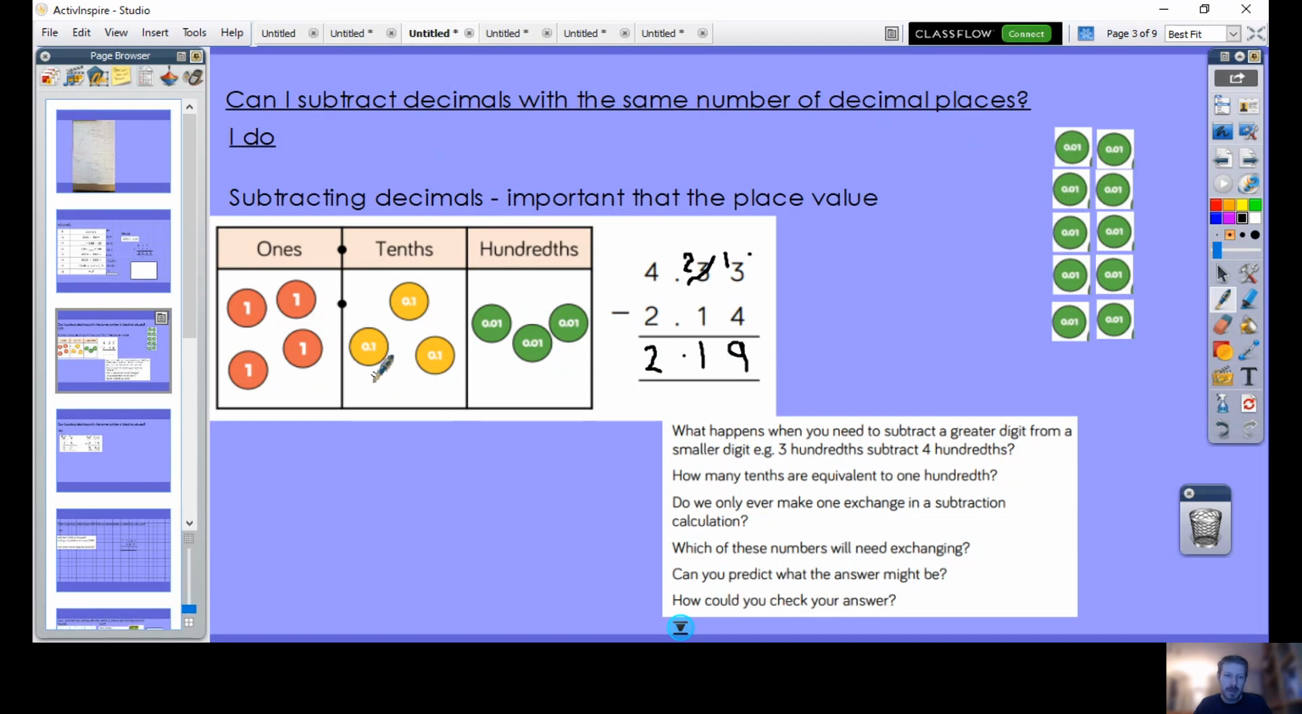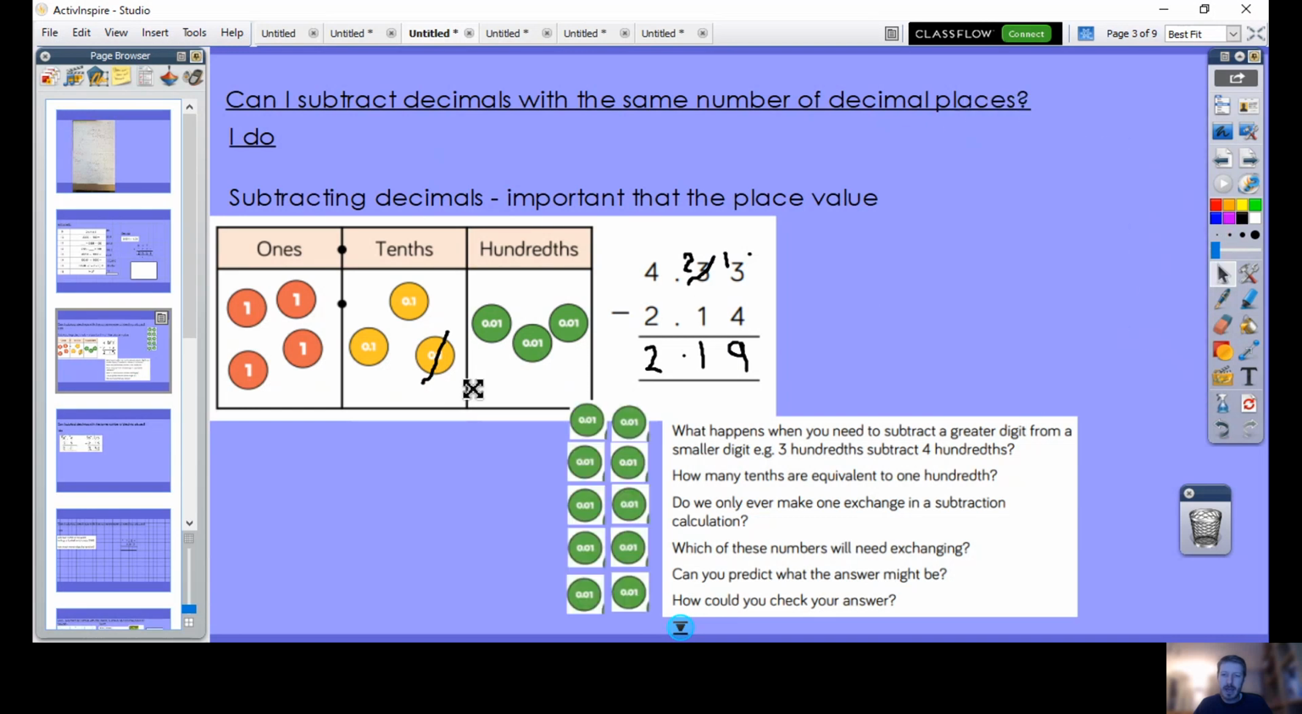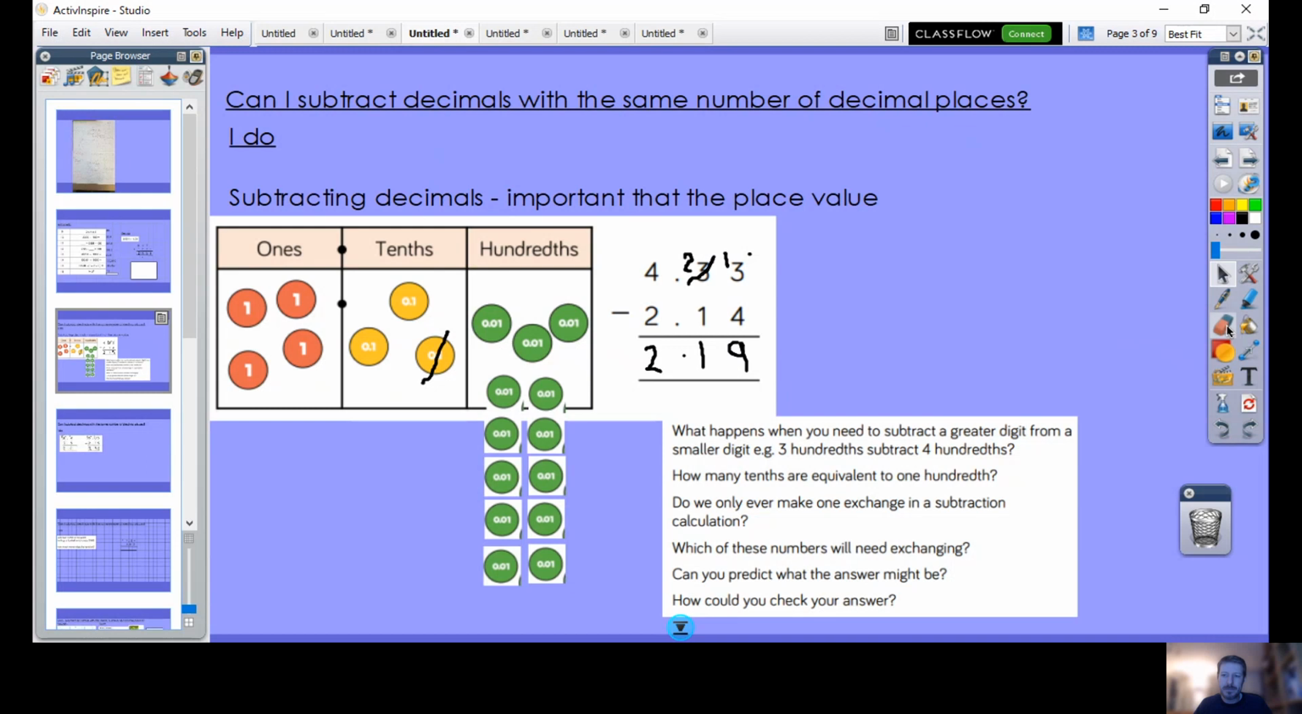And I can show that on my place value chart over here. I've got 3 hundredths, but I want to take away 4. I can't take away 4. So I exchange one of those tenths for 10 hundredths over here. So I've exchanged 1 tenth because that's worth 10 of these. So I can exchange it for 10 of these, which means I can now take away the 4, which leaves me with 9 left. Right, let's have a look at a couple of these questions.